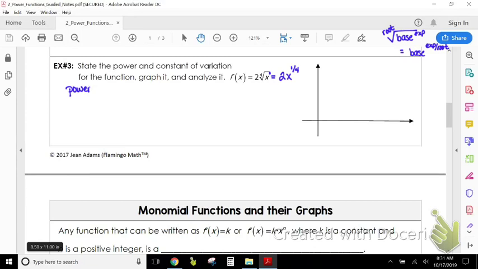Okay, so what is my power going to be for this one? 1/4. And let's see, what is my constant? 2.